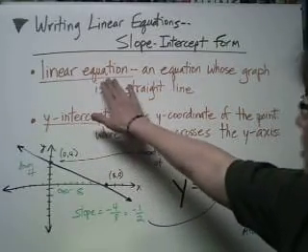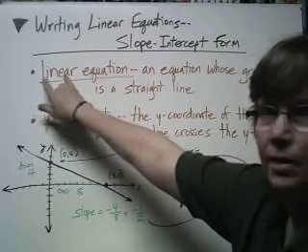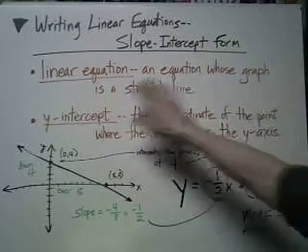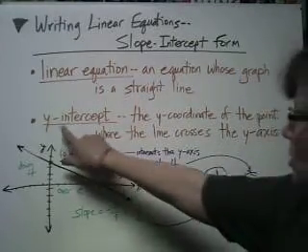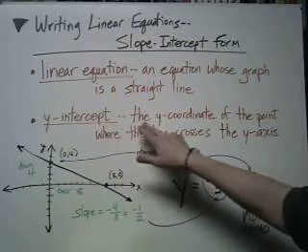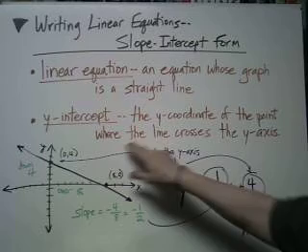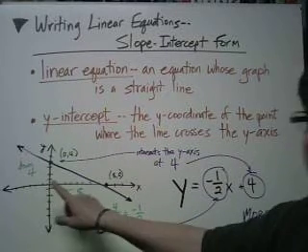A linear equation. You'll notice in the word linear you see the word line. A linear equation is simply an equation whose graph is a straight line. So what is a y-intercept? A y-intercept is the y-coordinate of the point where the line crosses the y-axis. Let's see an example here in this graph.